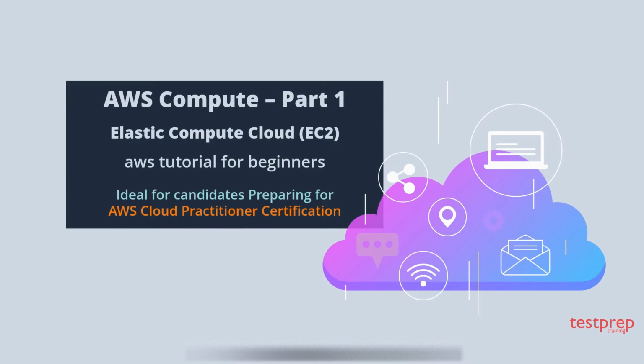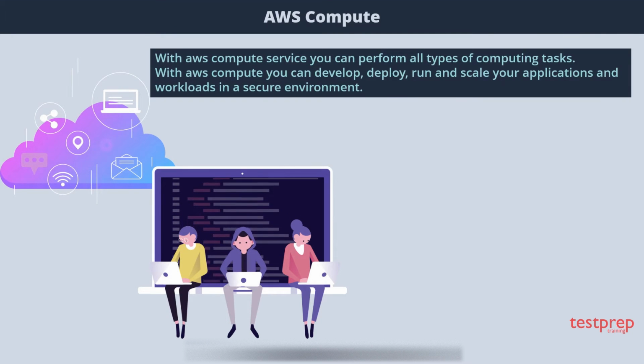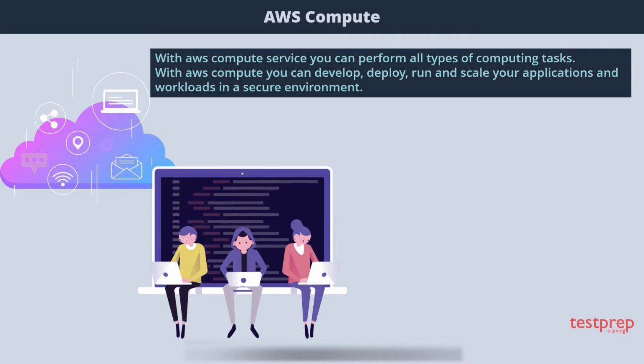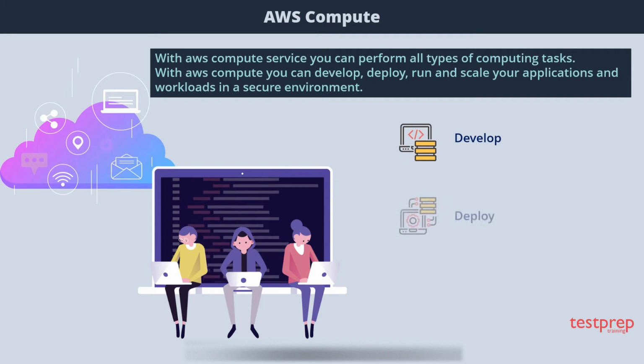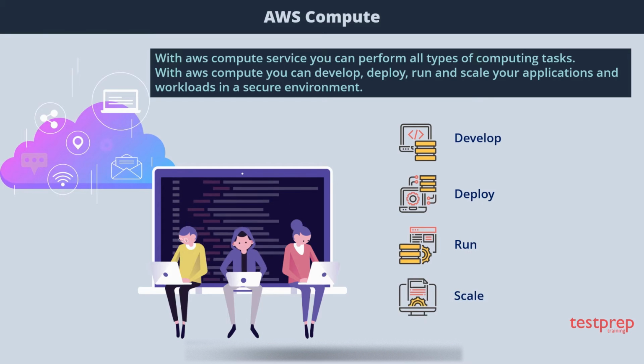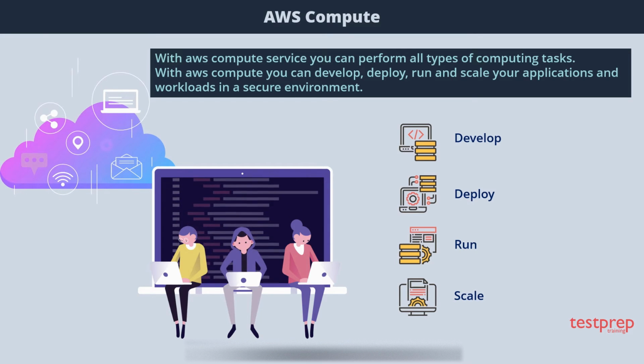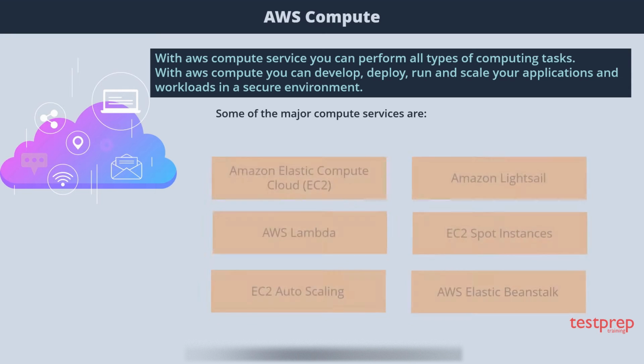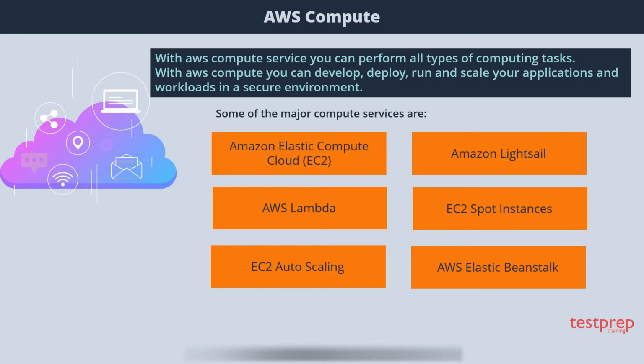Next topic, AWS Compute and Amazon Elastic Compute Cloud. With AWS Compute Service, you can perform all types of computing tasks. With AWS Compute, you can develop, deploy, run and scale your applications and workloads in a secure environment. Some of the major service offerings under AWS Compute are Amazon Elastic Compute Cloud, Amazon Lightsail, AWS Lambda, EC2 Spot Instances, EC2 Auto Scaling, and AWS Elastic Beanstalk. Let's learn about these services in detail.